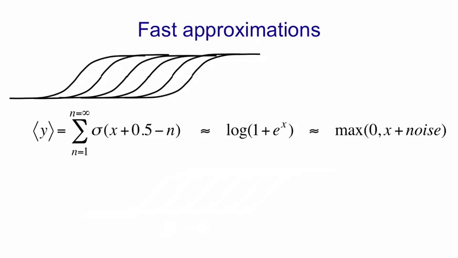So the first term in the equation looks like this, the second term looks like that, and you can see that the sum of all those sigmoids in the first term will be a curve like that. And we can approximate that by a linear threshold unit that has a value of 0 unless it's above threshold, in which case its value increases linearly with its input.